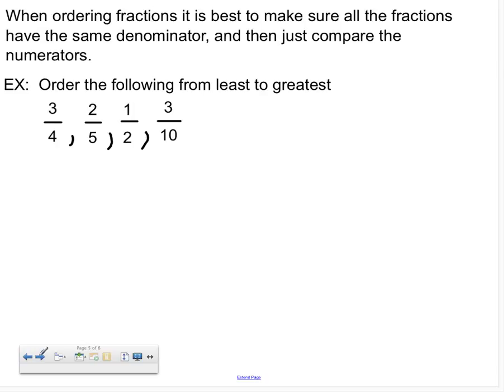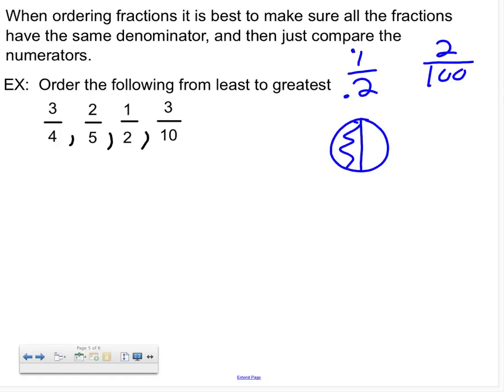When you want to order fractions like least to greatest or figure out if one fraction is bigger than another, sometimes it's pretty easy. Like for example, if I say what's bigger, 1/2 or 2/100ths, well, you think to yourself, would you rather have one piece out of 2 total pieces? So you have one big pie here, you cut it into 2 equal pieces and you get 1. Okay, so that's 1/2, that shaded part there.